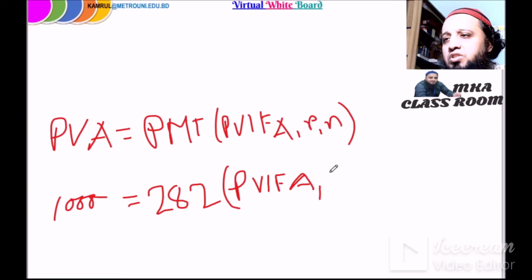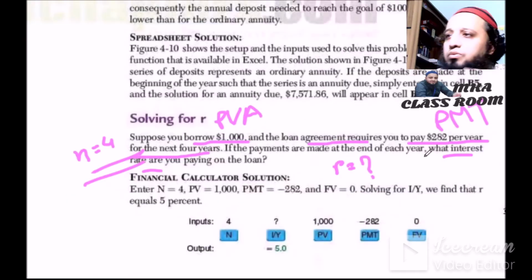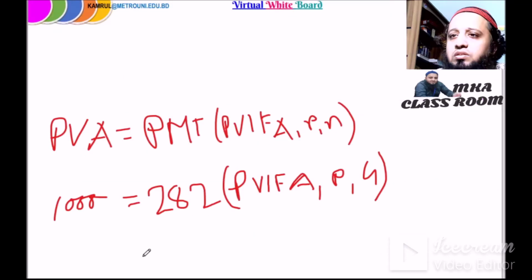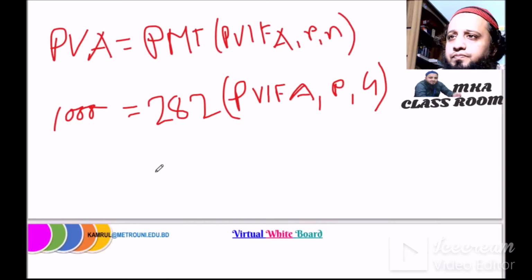R is not given, but N is given 4. So N equal to 4. We know that PMT 282, PVA 1000. Now we will solve this problem. Then what would be our value?